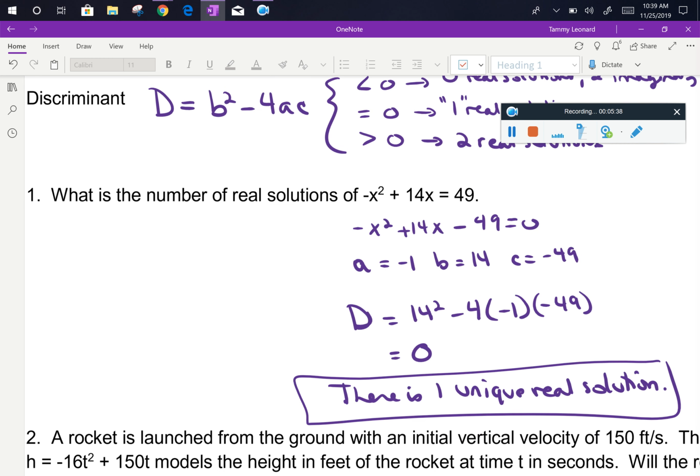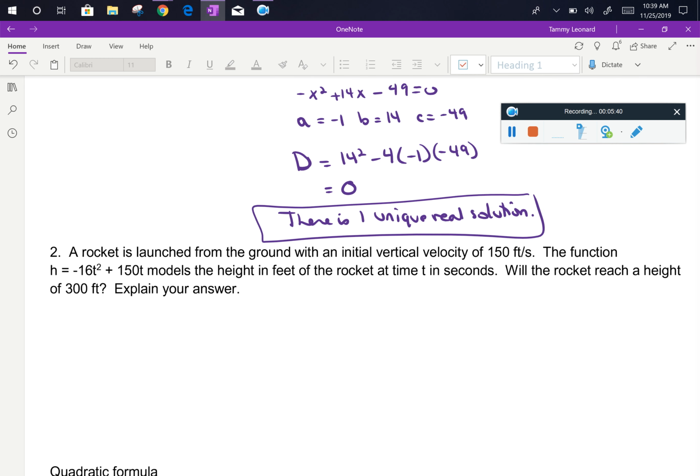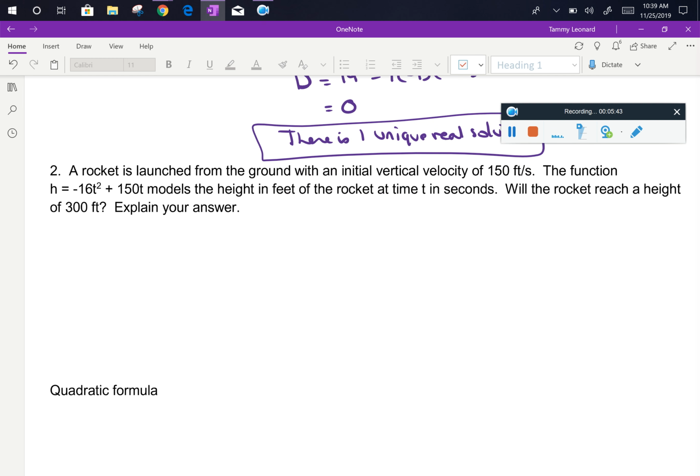All right, so here's the next problem that we're going to do related to the discriminant. It says, a rocket is launched from the ground with an initial vertical velocity of 150 feet per second. The function h equals negative 16t squared plus 150t models the height in feet of the rocket at a time t in seconds. Will the rocket reach a height of 300 feet? Explain your answer. Notice, it doesn't say when will. It just says, will it happen?